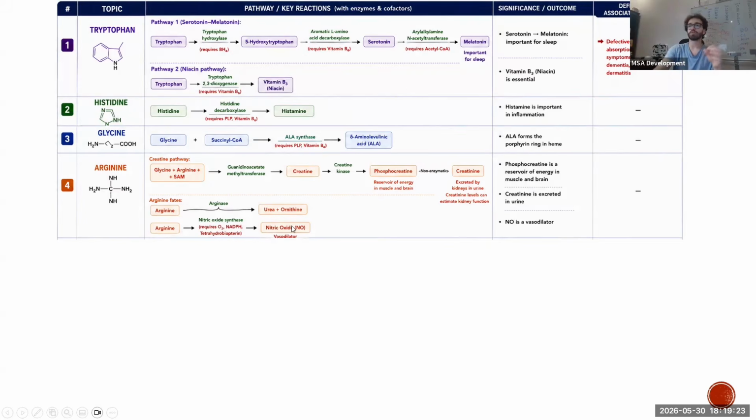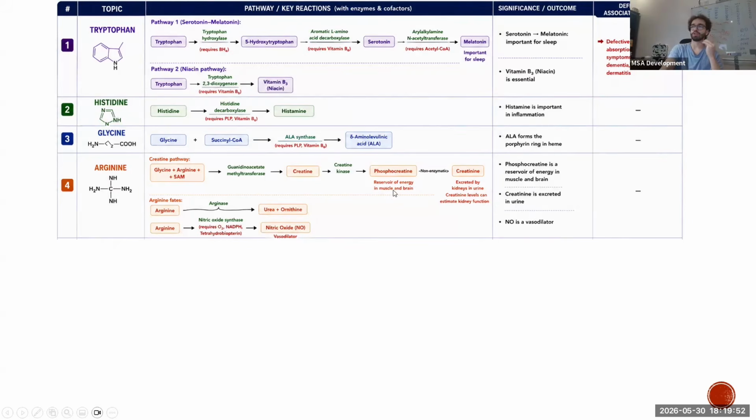Something else that I want you to remember is that arginine becomes nitric oxide. Don't ask questions. Okay? Arginine gives nitric oxide. You might get a question. Nitric oxide, the vasodilator, what amino acid produces it? The answer would be arginine. Now let's talk about the creatine pathway. You don't have to know all of these details. All I want you to know is that arginine can combine with glycine and SAM, I want you to know SAM, to give us creatine.